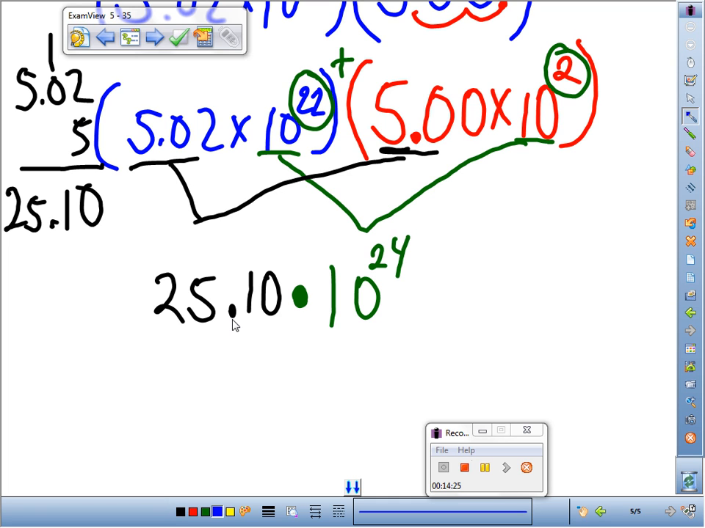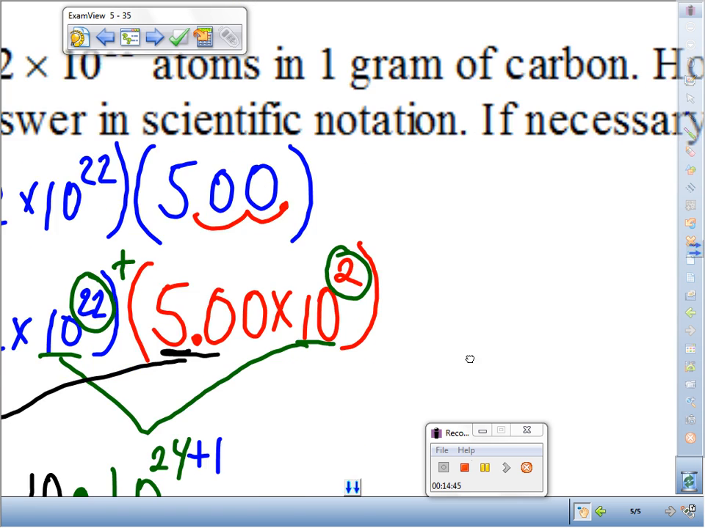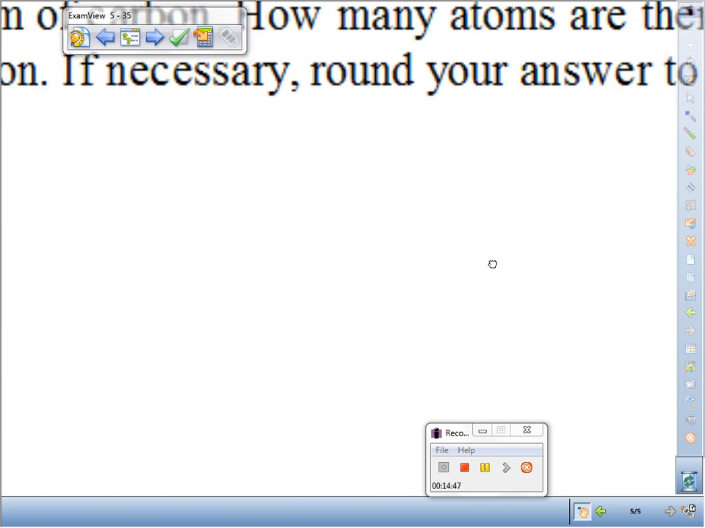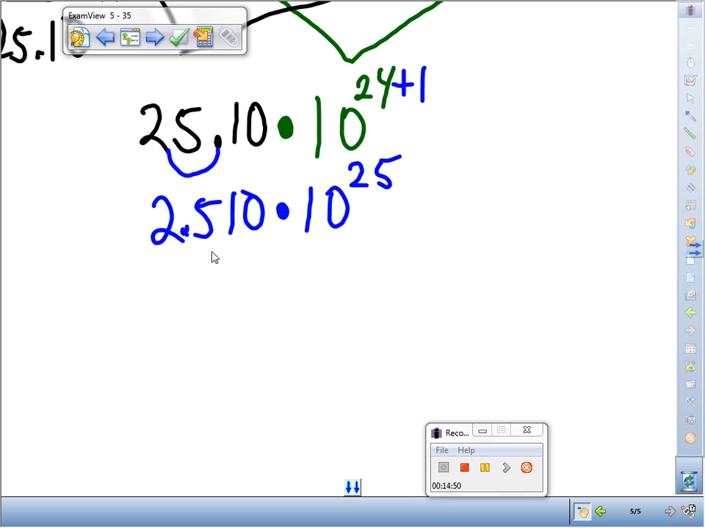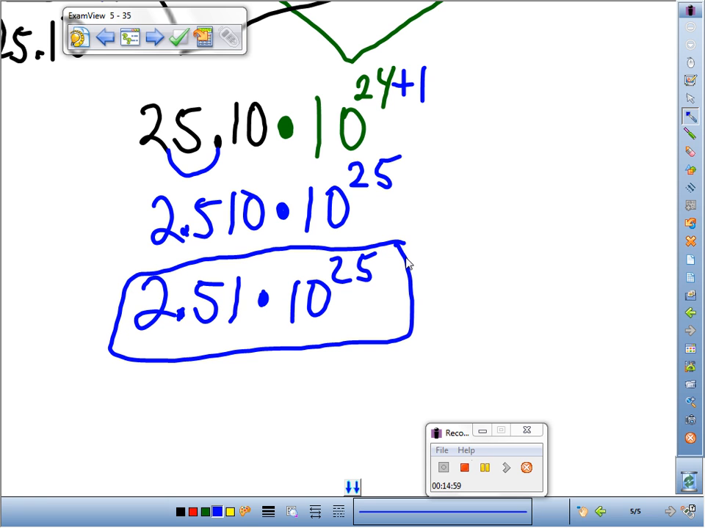All right, here we go. Because we only need 1 digit on the left side, we need to move this one once, which means we add 1 to the exponent here, so this becomes 2.510 times 10 to the 25th. And it says to write in scientific notation, if necessary, round to the nearest 2 decimals. So what would be 2 decimal points for this one? 2.51 times 10 to the 25th. And that's our solution.